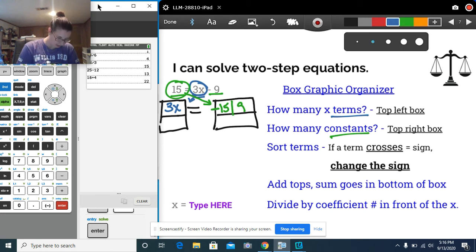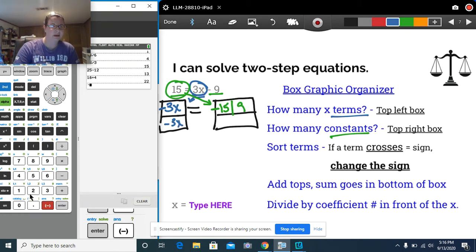So on our x, I need to change the sign. We cross the equal sign. And then I'm going to combine those terms. Well, on the left, it's pretty simple because I only have one term. I have negative 3. But on the right, I have a negative 15 plus 9. And that gives me a negative 6.